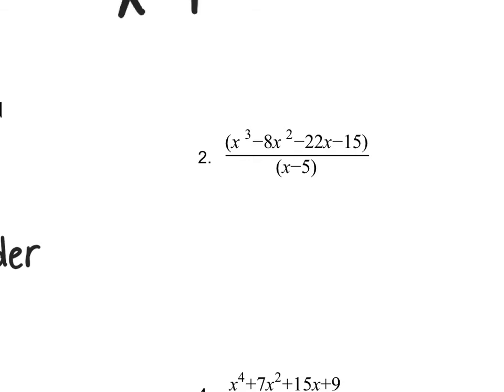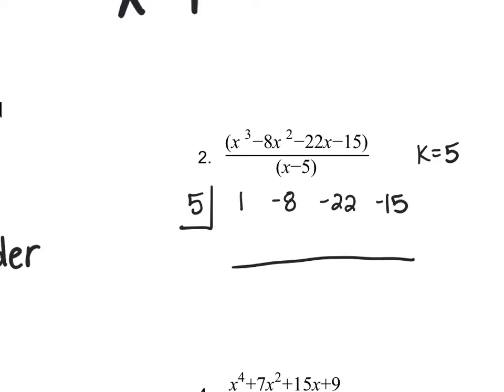So then number 2, same thing. I have x cubed minus 8x squared minus 22x minus 15. I have x minus 5, so my k value here is going to be positive 5. Everything is in order, no placeholders needed, so my coefficients are 1, -8, -22, -15. Bring down my 1. 5 times 1 is 5. Add that column, that gives you -3.